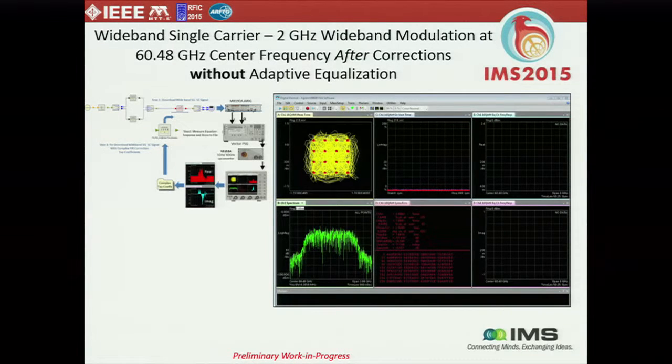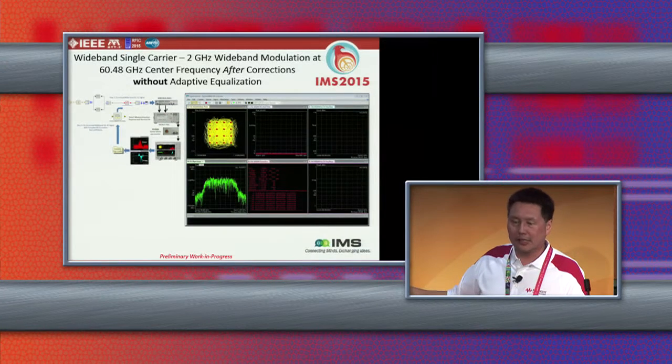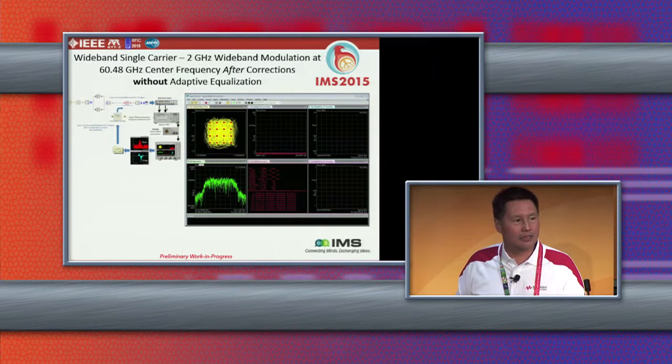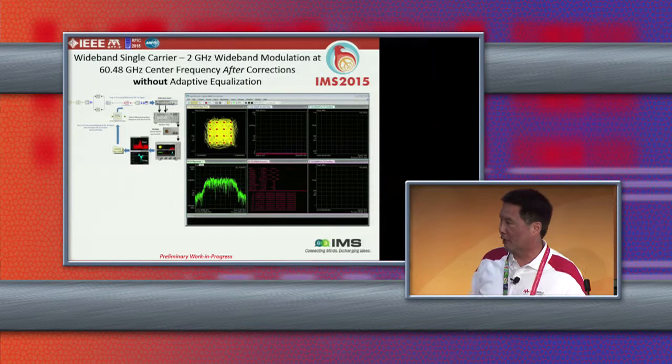And so this measurement result is after we have pre-corrected that waveform. You can see that the adaptive equalizer is disabled or turned off for this case. And we're getting this kind of constellation and EVM result because we have pre-corrected the waveform.